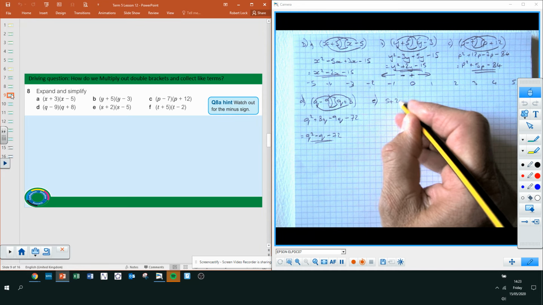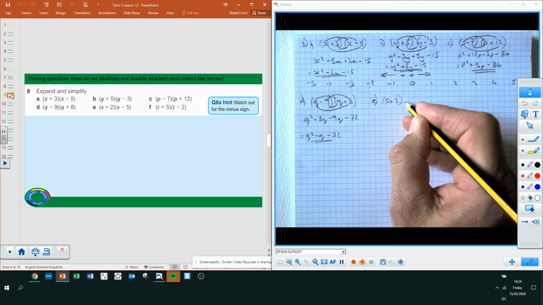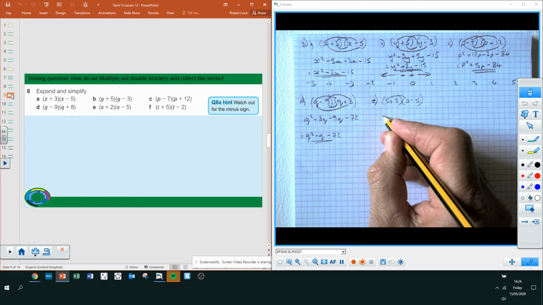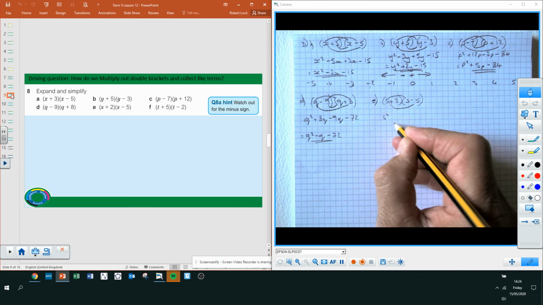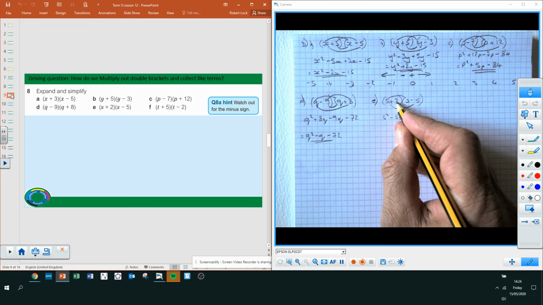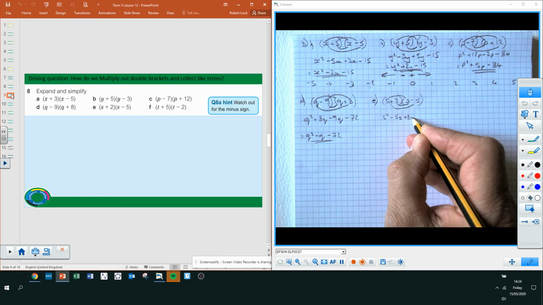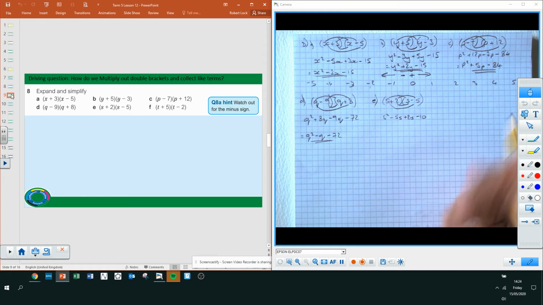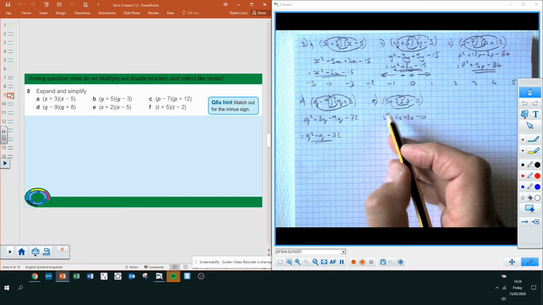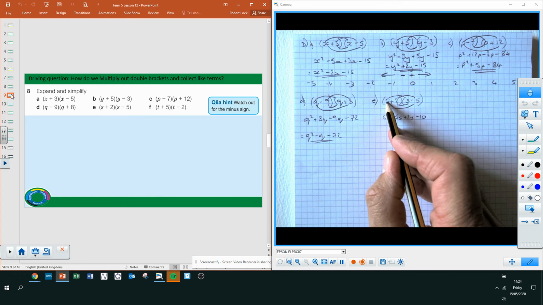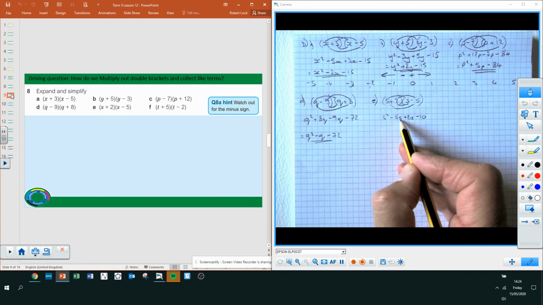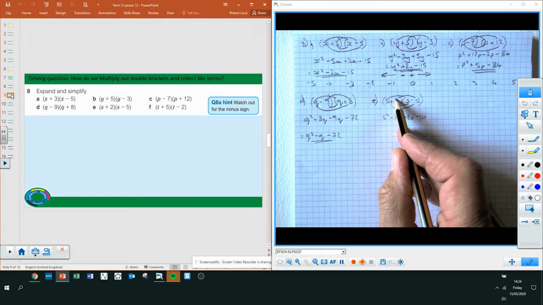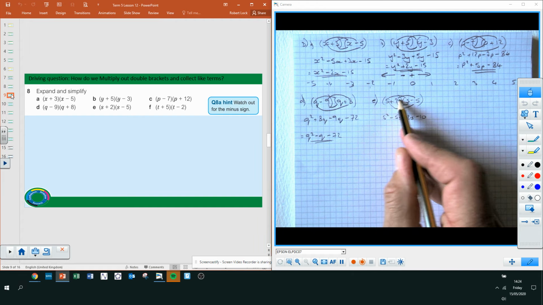S plus 2, s minus 5. S times s, s squared. S times minus 5 is minus 5s, plus 2 times s is plus 2s. A plus and a minus makes a minus. 2 times 5 is 10. Understand how I got it?